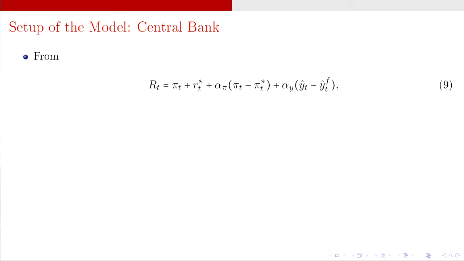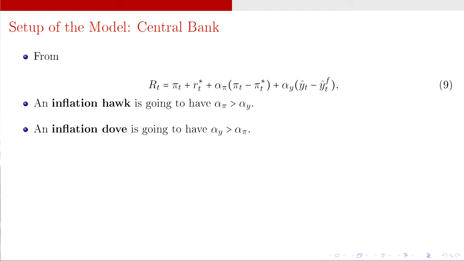So from this Taylor rule, when we talked about inflation hawks and inflation doves, an inflation hawk is going to have this alpha pi be larger than alpha y. An inflation dove is going to have that flipped: alpha y is larger than alpha pi. So the inflation hawk is going to be assuming that this coefficient on the deviations of inflation from the target rate of inflation is going to really matter when it comes to setting the nominal interest rate. However, an inflation dove, on the other hand, is going to be more concerned about deviations in output from its flexible price output level. And that's where you would have this alpha y coefficient.